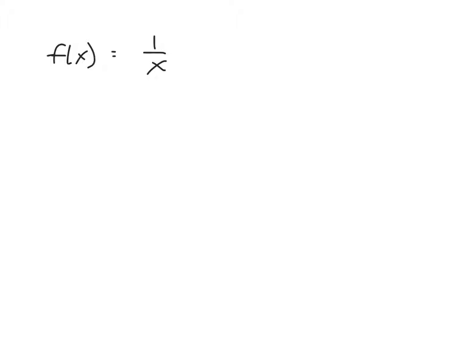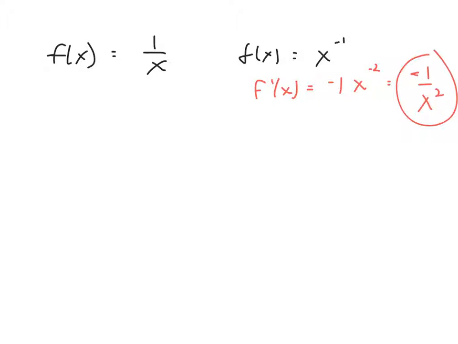Okay, on Friday, we looked at rewriting this as f of x equals x to the negative first, so that we could then apply our power rule. And our power rule gave us f prime of x equals -1 times x to the negative second, or -1 over x squared. Okay, how would be another way of getting this answer?